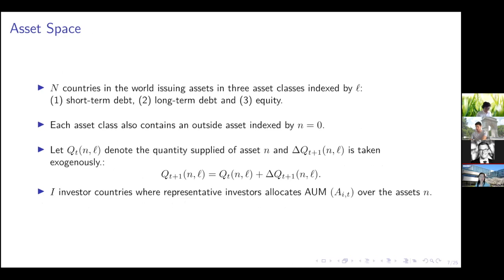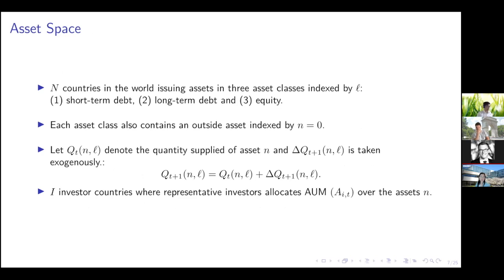All right, so with that in mind, let me get started with the model. There's going to be N countries in the world. They're issuing assets in 3 different asset classes indexed by l. These asset classes are going to be short-term debt, long-term debt, and equity. Each asset class is also going to contain some sort of outside asset indexed by n equals 0. And you can think of this outside asset as just any short-term debt that's not being issued by one of these N issuing countries.